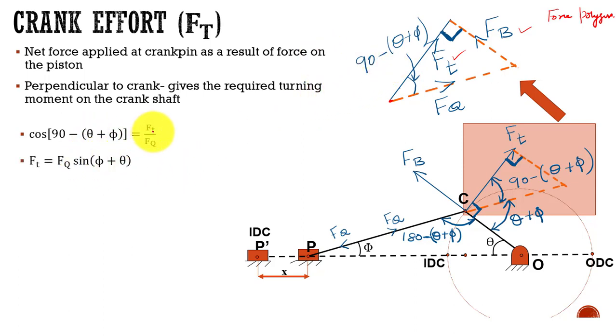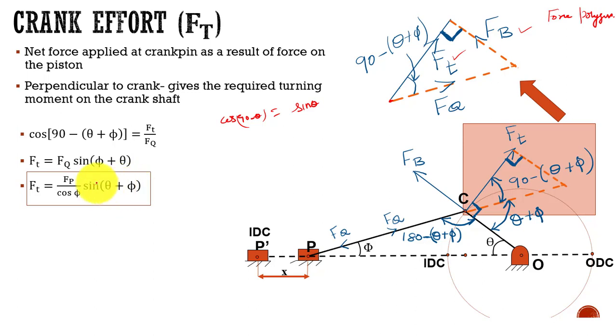I'm expanding that term, bringing Fq to this side, so Ft is equal to Fq times cos of 90 minus theta plus phi. Instead of that, I'm replacing it with sin of theta plus phi, because we know that cos of 90 minus theta is equal to sin theta. Instead of Fq, I'm replacing it with Fp by cos phi. So Ft equals Fp sin of theta plus phi divided by cos phi. This is the equation we need to remember for finding crank effort.